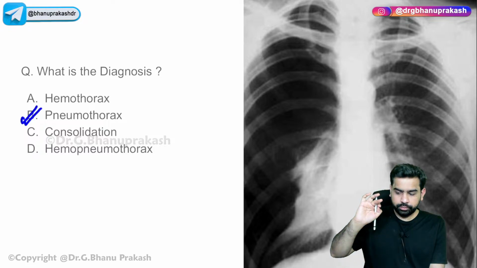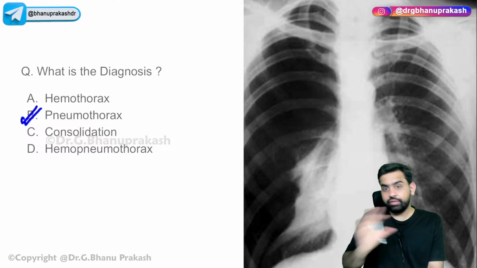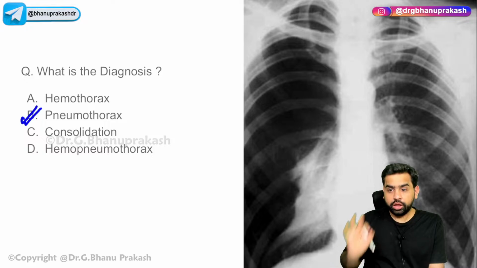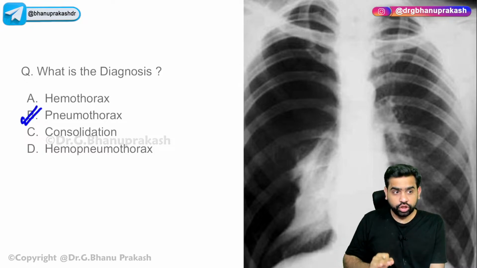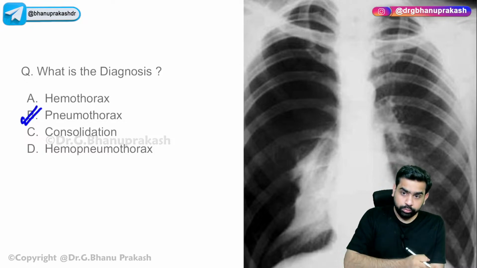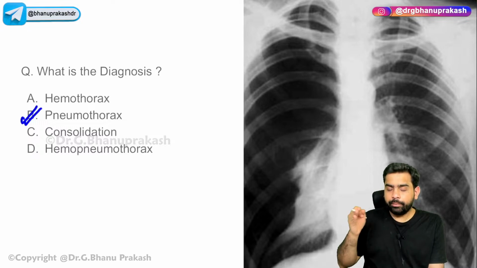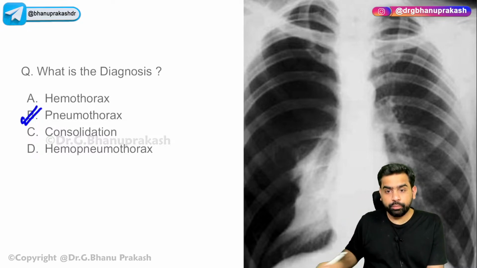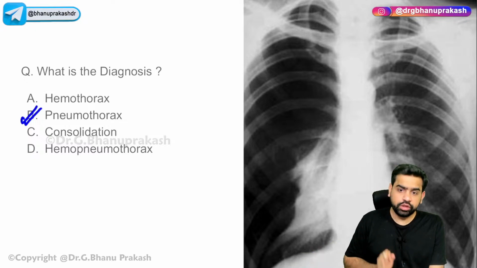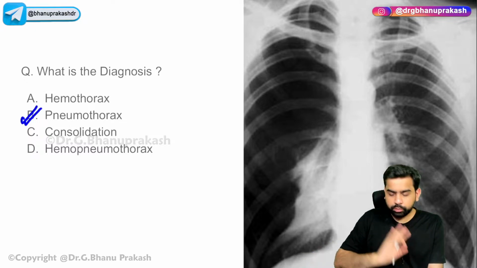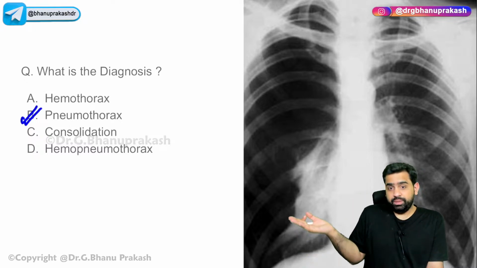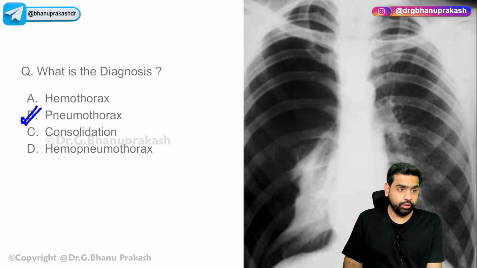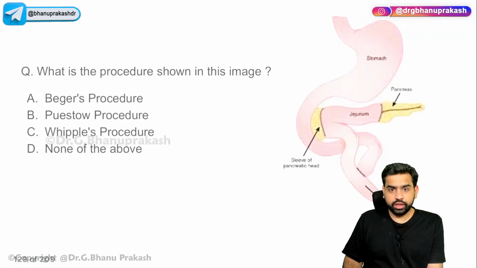But does that mean tracheal deviation will never be present in a pneumothorax? No, that is not true. Tracheal deviation will be present in both simple pneumothorax as well as tension pneumothorax, but it will be more in the tension pneumothorax as compared to a simple pneumothorax. In a simple pneumothorax, most of the time it will be there, but it may not be there. That's not a big deal. I hope you've understood this point, guys. Now let's move to the next question.